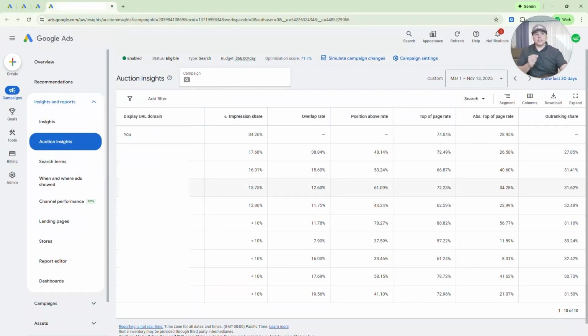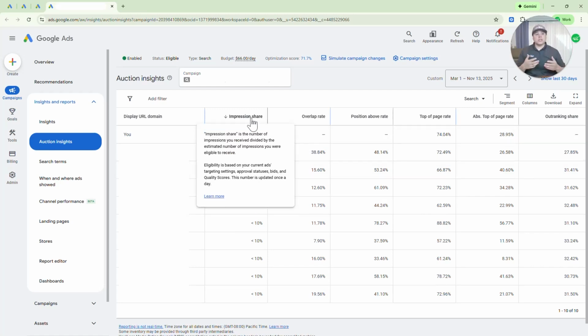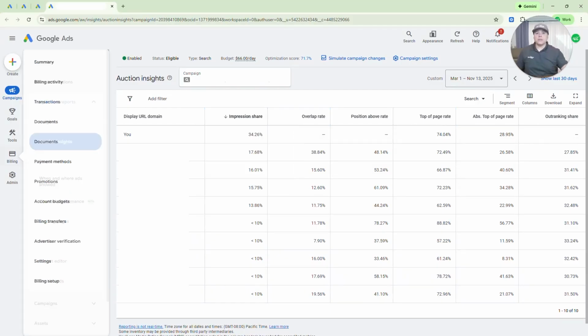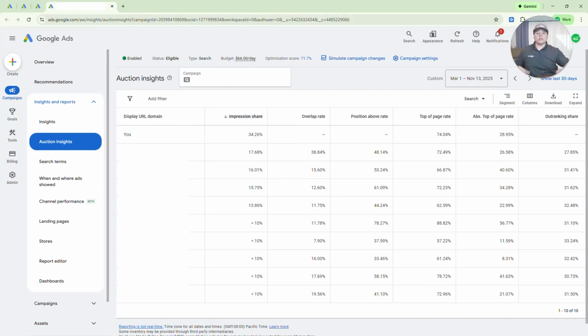So now that we understand this column, we're going to go to the next column. The next column says impression share. Google describes it as the impression share is the number of impressions you receive divided by the estimated number of impressions you were eligible to receive. Eligibility is based on your current ad's targeting settings, approval statuses, bids, and quality scores. This number is updated once a day. That was confusing.